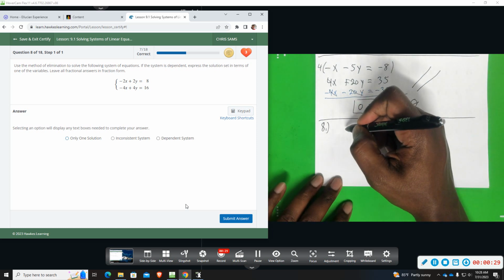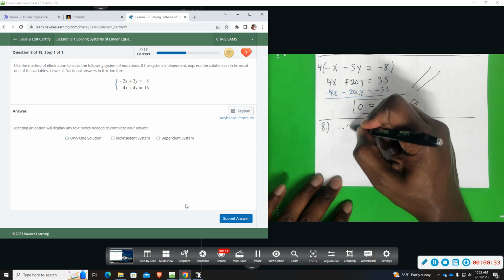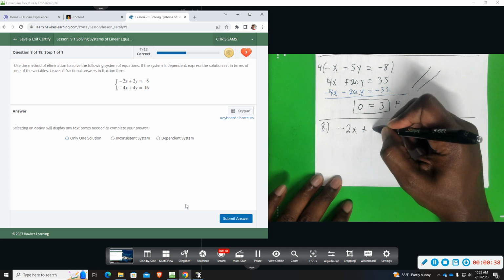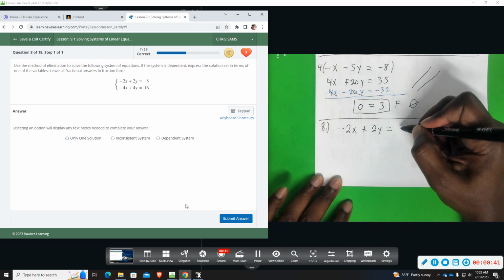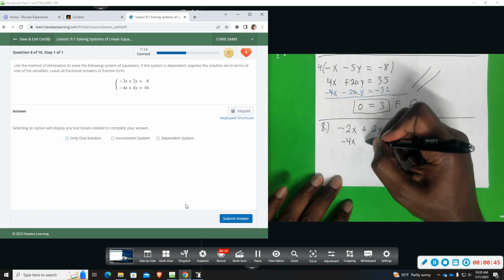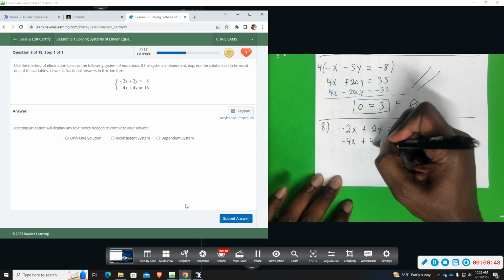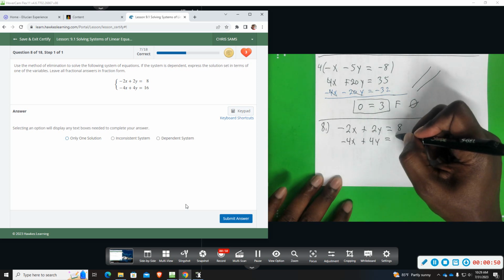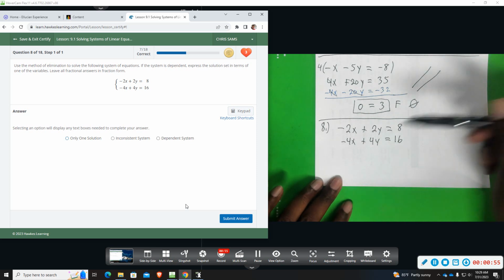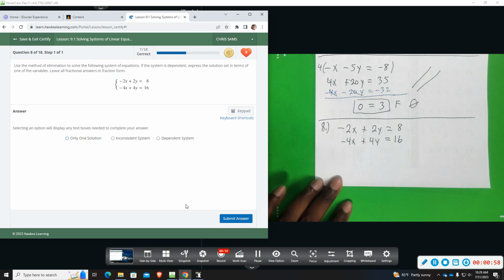So when we do a matrix in the calculator, let me write this down first so I can point out everything that we're looking at. 2y equals 8, and then we have negative 4x, 4y equals 16. So if you've downloaded this online calculator, or if you have a graphing calculator, you can use this. If you don't have a graphing calculator, this won't be helpful. Just continue to use the elimination method.